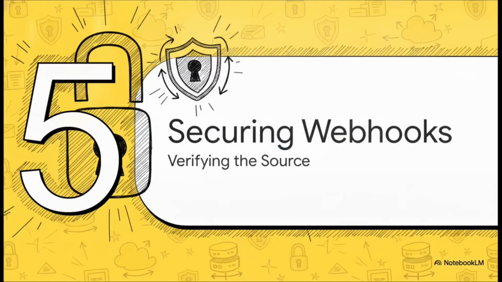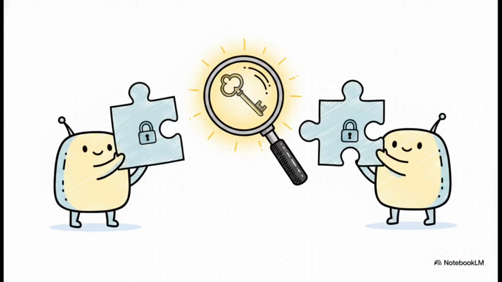Section 5, securing your webhooks. Let's talk about verifying the source. Here's the scary part. Because your webhook endpoints are public URLs sitting out there on the internet, literally anyone could try to send you fake data. You can never, ever trust a payload blindly. So how do we fix this?